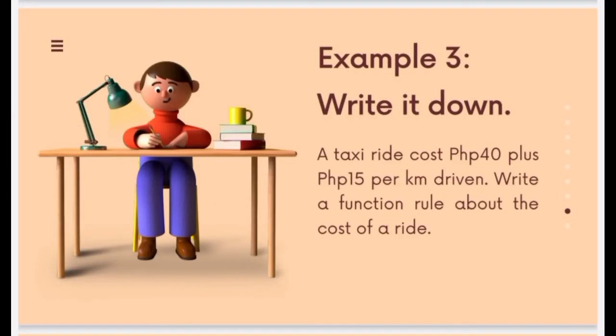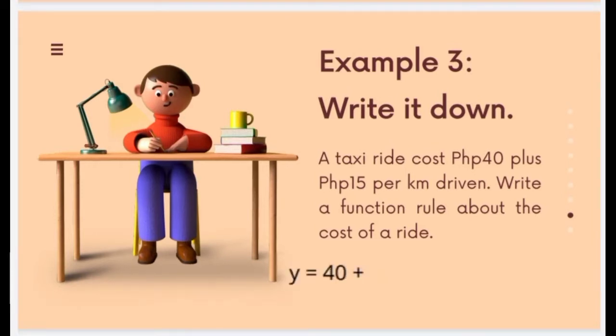A taxi ride costs 40 pesos plus 15 pesos per kilometer driven. Write a function rule about the cost of a ride. Here, the cost of a ride is our y since it is dependent on our x, which is the number of kilometers driven. Therefore, our rule here is y equals 40 plus 15x, or f of x equals 40 plus 15x. This is because a passenger will pay 40 pesos even if the ride has not yet started, plus 15 pesos per kilometer. Let's now have problem 4.